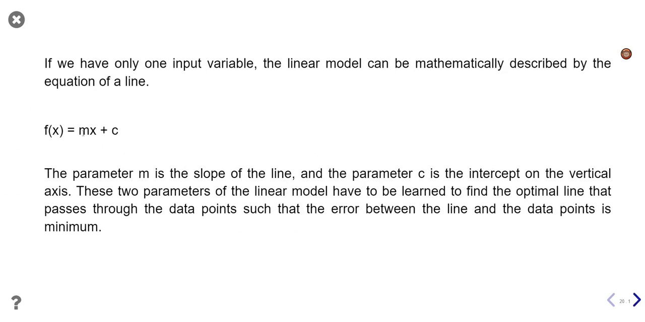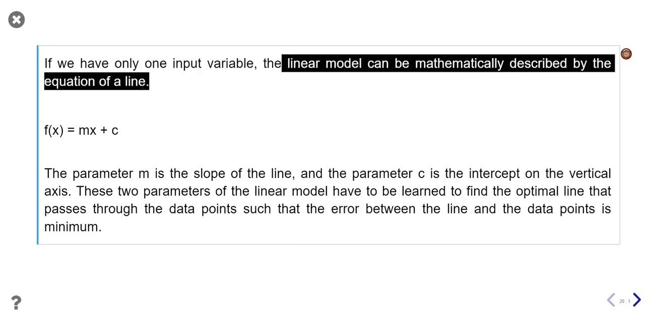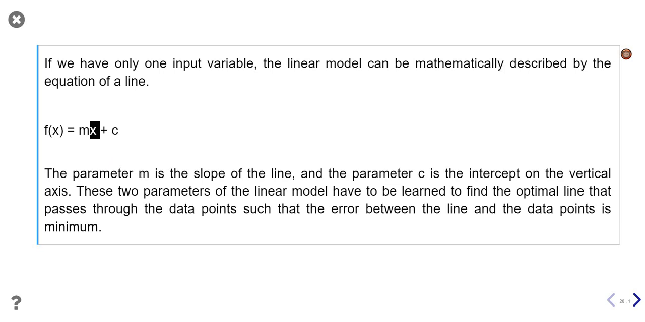Now, this is the same example that I've given before. If we only have one input variable, then the linear model can be mathematically described as an equation of a line. There's only one, right? Whereby the parameter m is the slope, c is the intercept, and x is the one input variable for you to get the y. This is very simple.